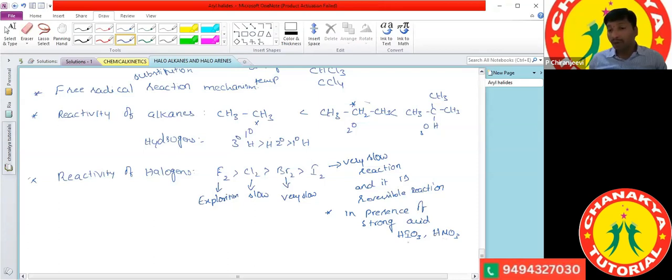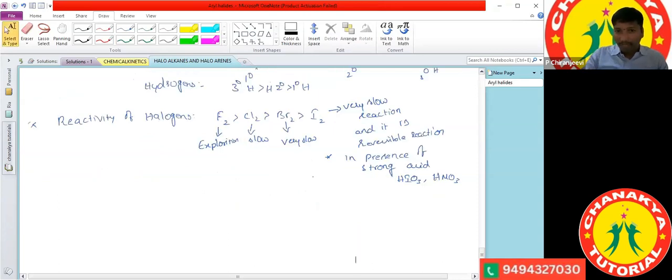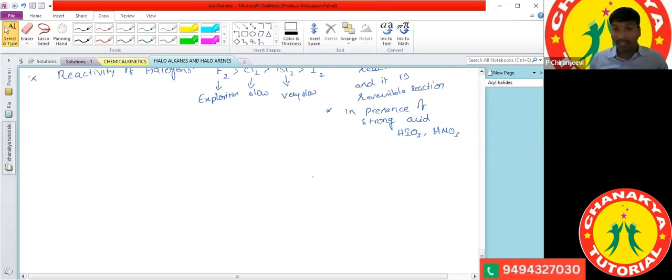Sir, why are we using strong acids? First I'll explain the iodination reaction, because here we have an exception case. The remaining we can explain clearly by the mechanism. Fluorination reaction is violent, that's why it cannot take place. We have the possibility of only chlorination and bromination, and iodination also cannot take place.